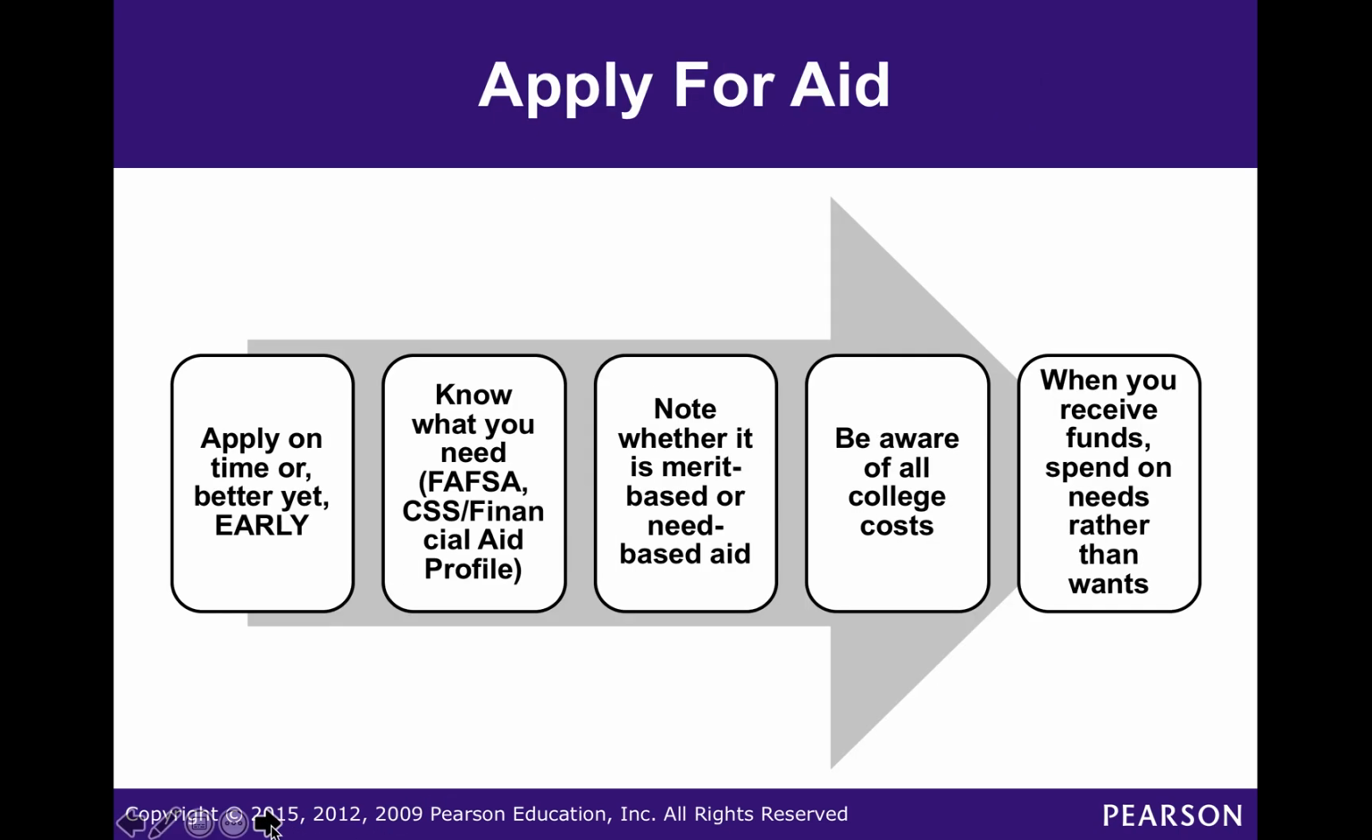So, ways to apply for aid. Apply on time, or better yet, early. Know what you need, whether it's FAFSA, CSS, or financial aid profile. Note whether it is merit-based or need-based aid. Be aware of all college costs. And when you receive funds, spend on needs rather than wants.